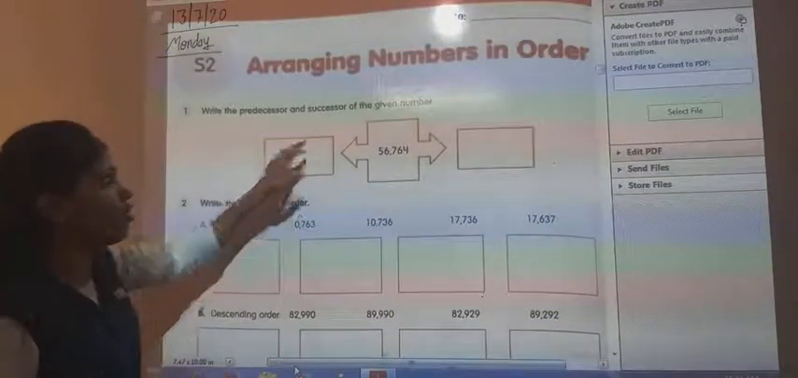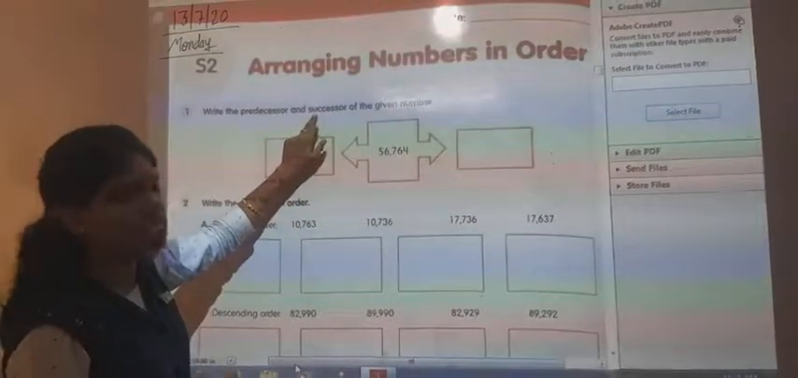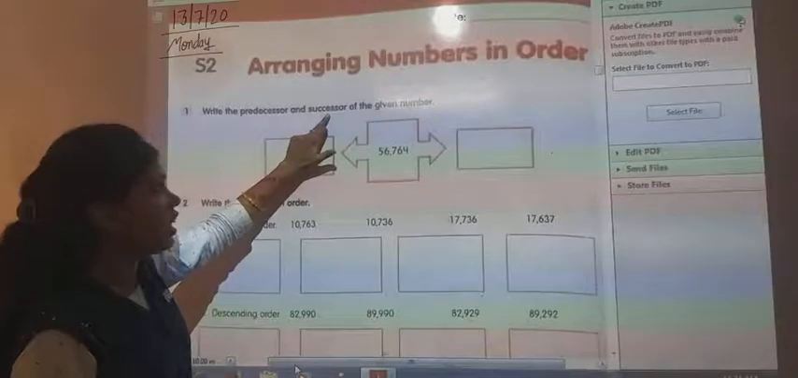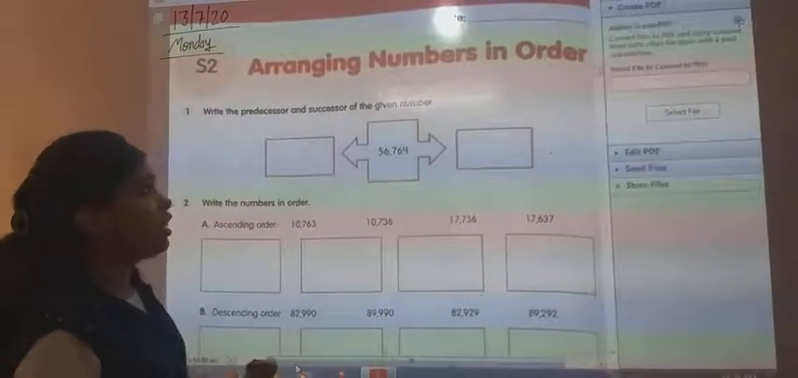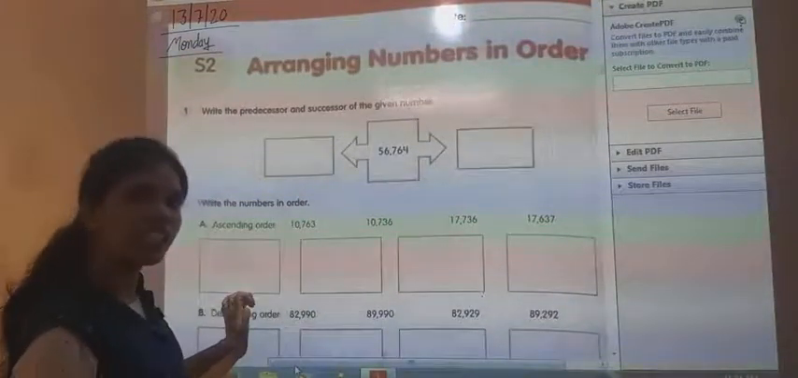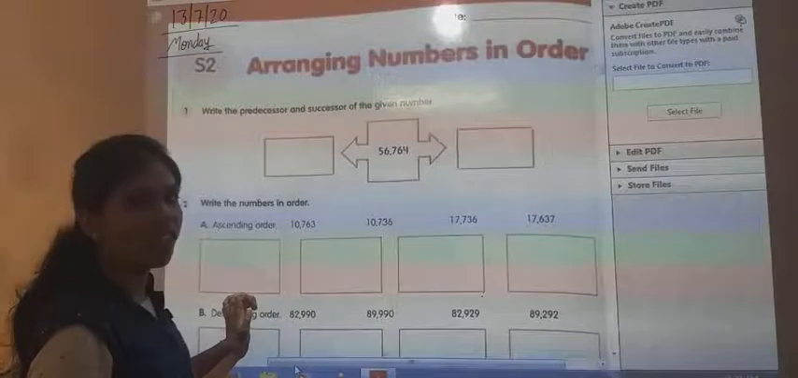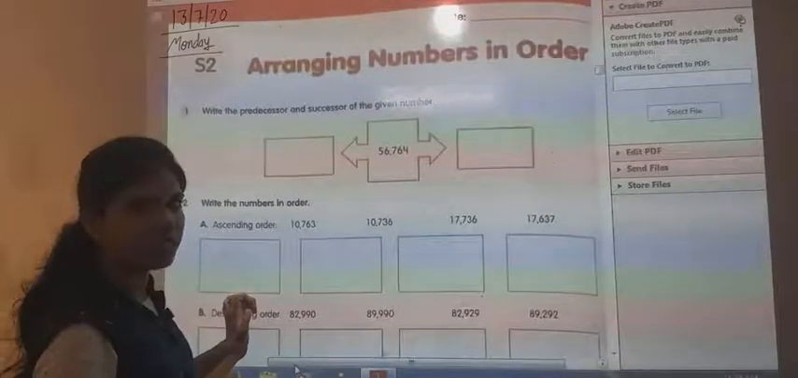And what is the meaning of successor? Successor. That means we have to add 1 to the given number, just after a number. Okay, so let's start, students.